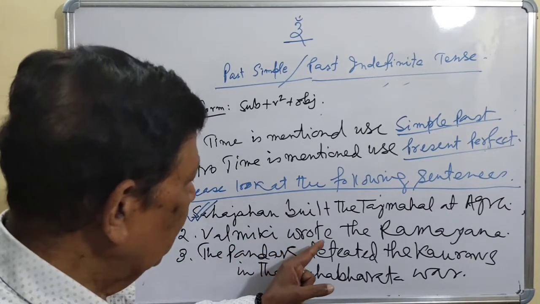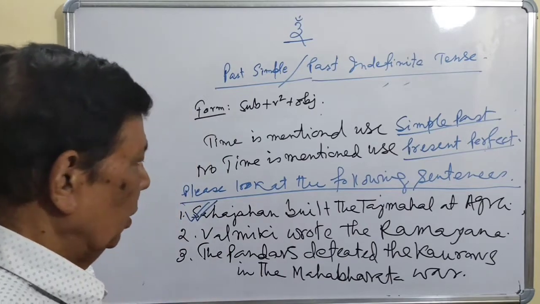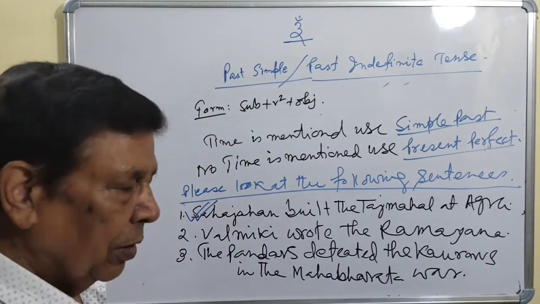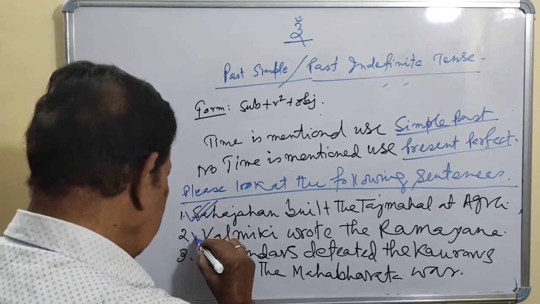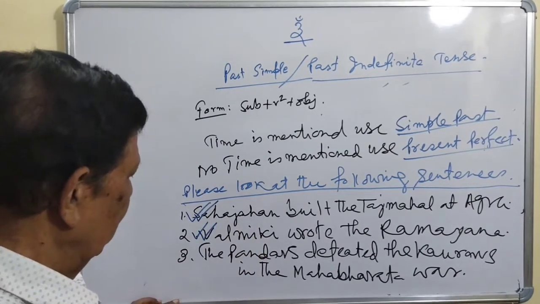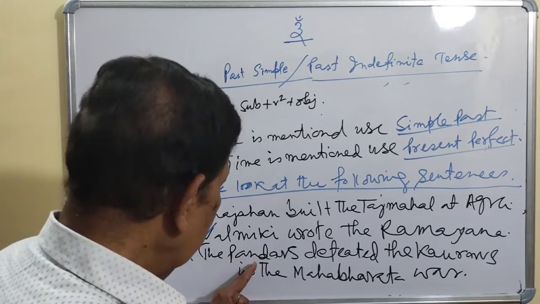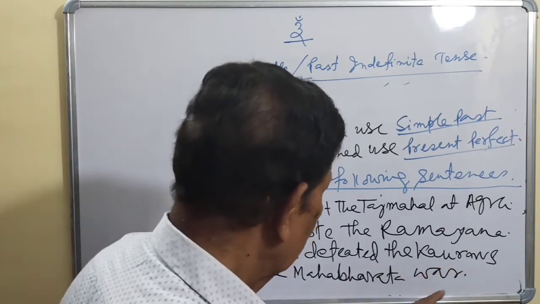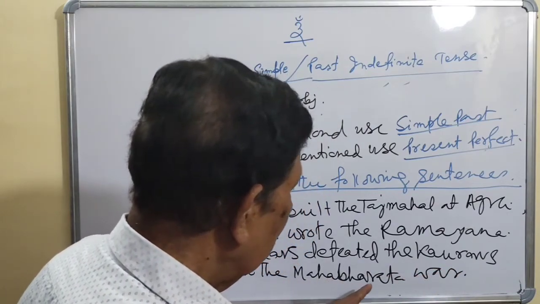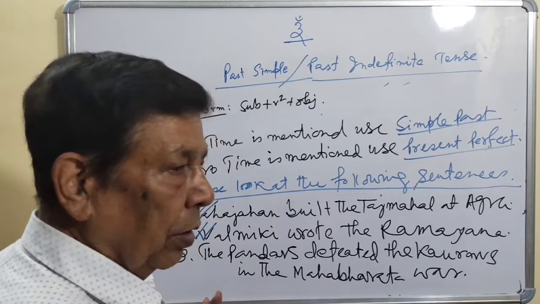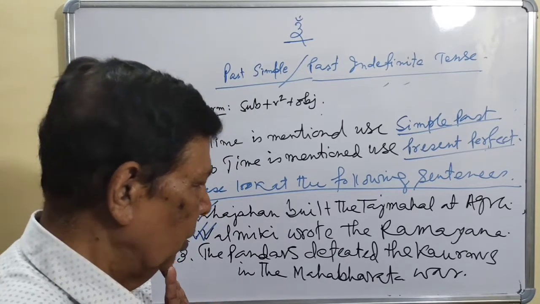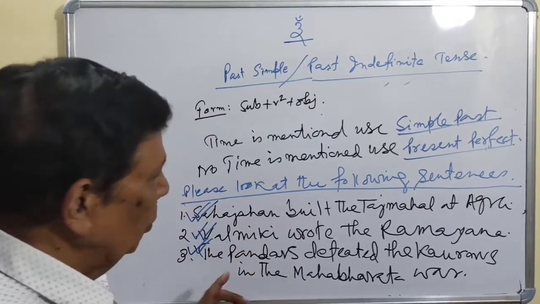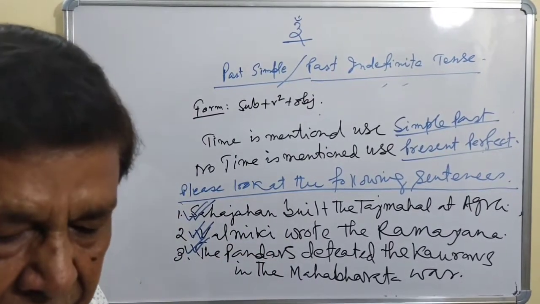Valmiki wrote the Ramayana. When did Valmiki write the Ramayana? Is there any time mentioned? No. Still, it is right. The Pandavas defeated the Kauravas in the Mahabharata war. Is there any time mentioned? No. Still, it is right. Although no time is mentioned, it is right.